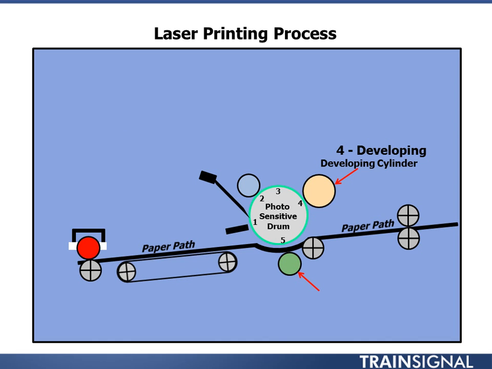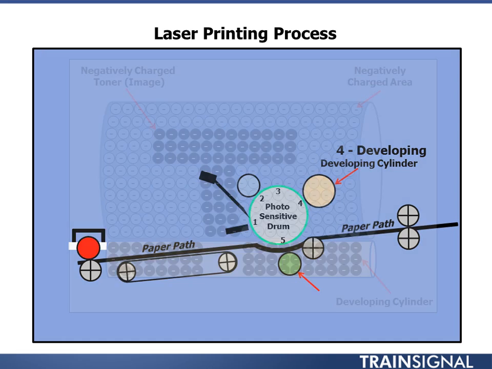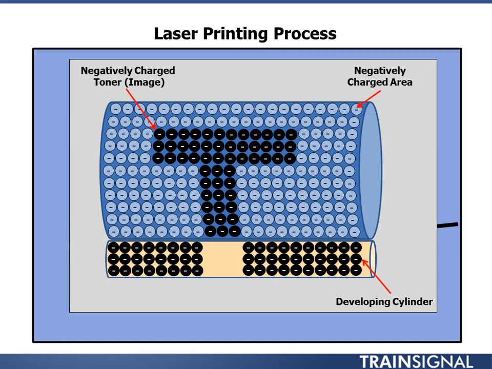Remember, they're going to repel away from the negatively charged part of the drum because negative and negative, they're going to repel, and they are going to be attracted to and stick to the positively charged portion of the drum. Okay, so this is how it ends up looking. You have this developing cylinder, right? And this is where the toner is. This toner's in this cylinder, and as they roll together, the negatively charged toner is going to go ahead and attract itself to the positively charged area of the drum. And it will repel itself, of course, from the negatively charged area.